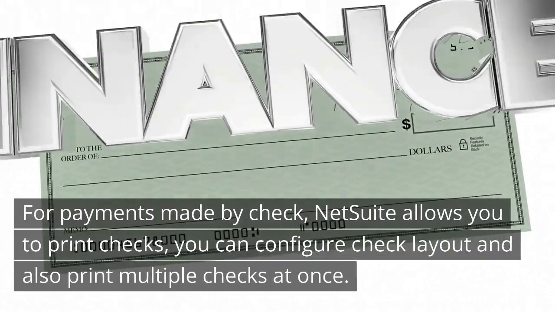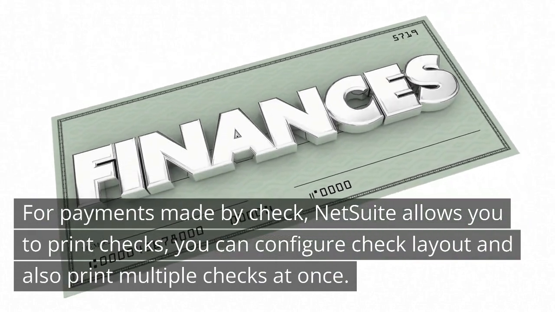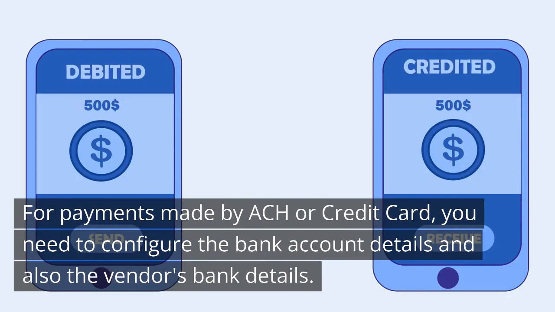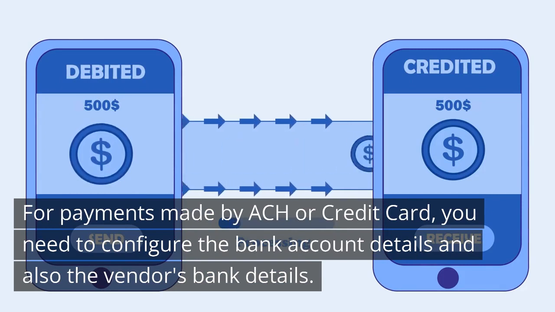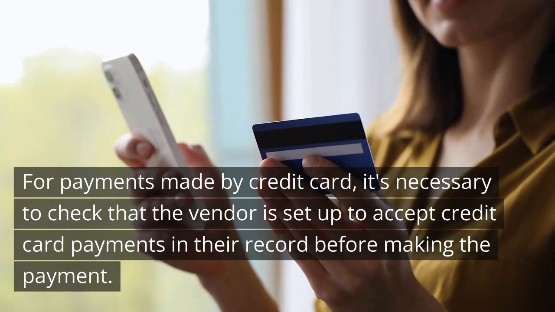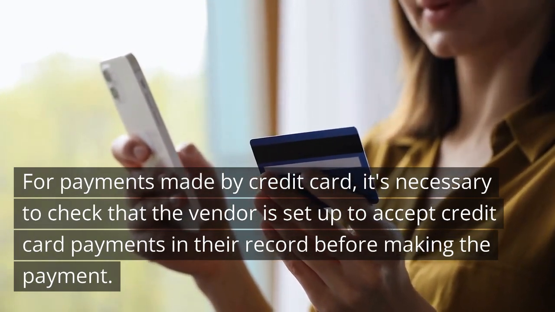For payments made by check, NetSuite allows you to print checks. You can configure the check layout and also print multiple checks at once. For payments made by ACH or credit card, you need to configure the bank account details and also the vendor's bank details. For payments made by credit card, it's necessary to check that the vendor is set up to accept credit card payments in their record before making the payment.